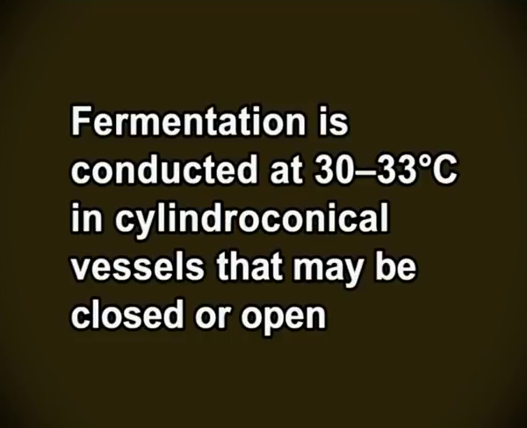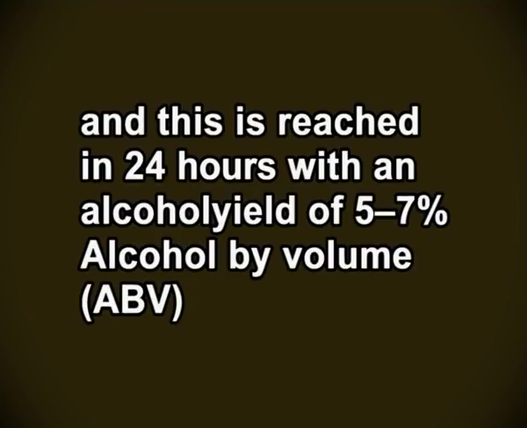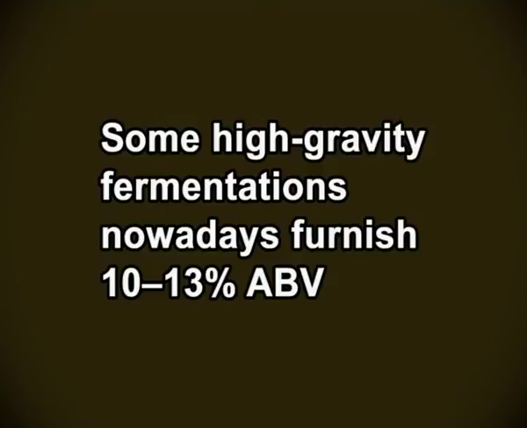Fermentation is conducted at 30 to 33 degrees Celsius in cylindrical conical vessels that may be closed or open. The final sugar content will be 16 to 20 Brix. Brix, or degree Brix, is defined as the percentage of sugar by weight in a solution, and this is reached in 24 hours with an alcohol yield of 5 to 7% alcohol by volume, abbreviated ABV. Some high gravity fermentations nowadays furnish 10 to 13% ABV.